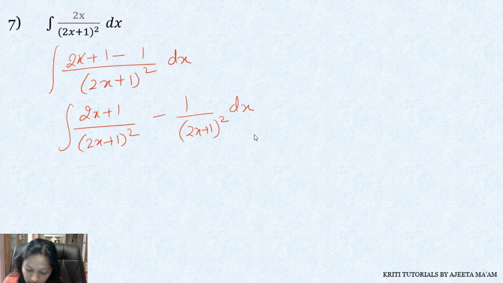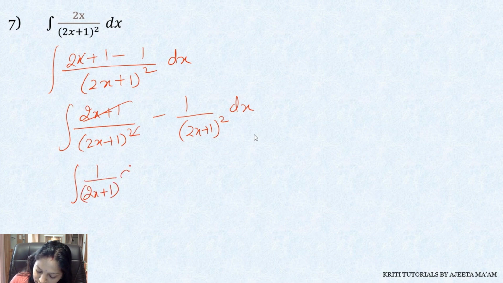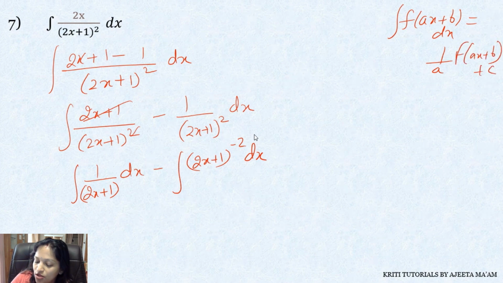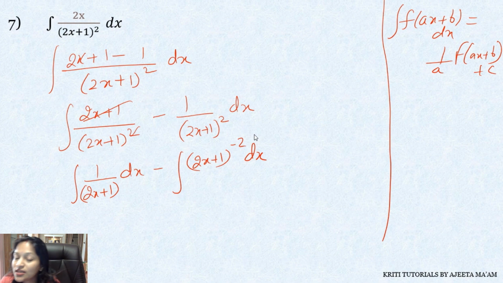Now this whole term will cancel out. Now 1 upon 2x plus 1 dx, and the other is 2x plus 1 raised to minus 2. So if I use the same property here, what is a? Can you tell me? Just compare. So we get here 1 upon a f of ax plus b plus c. So your a is what? Your a is 2, right? So 1 upon 2 will come.